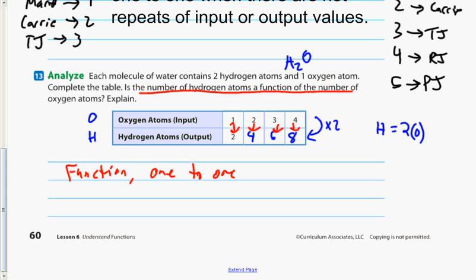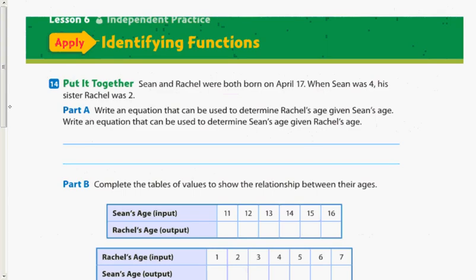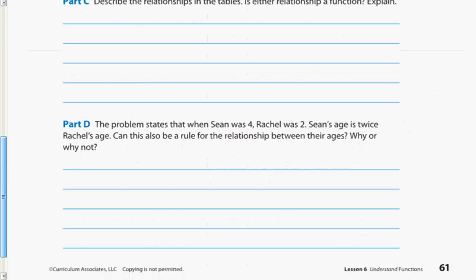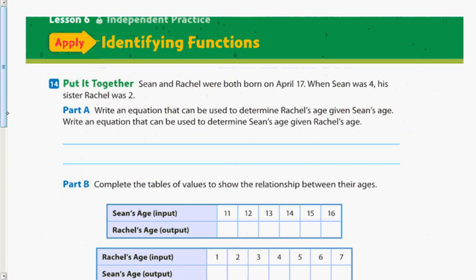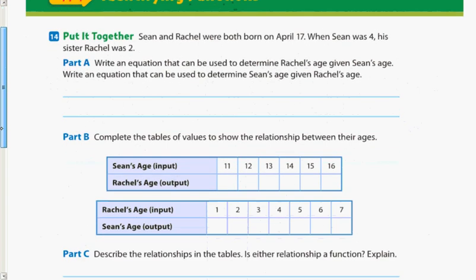All right. We got one more example here. It's on the next page, on page 61, I believe. There's multiple parts to it, but let's take a look. It says Sean and Rachel were both born on April 17th. When Sean was 4, his sister Rachel was 2. Okay? Write an equation that can be used to determine Rachel's age given Sean's age. Write an equation that can be used to determine Sean's age given Rachel's age.